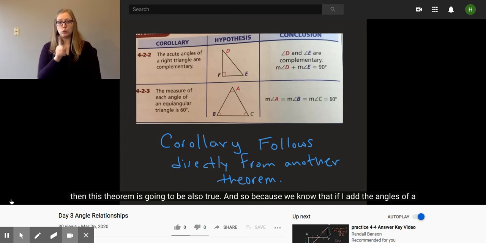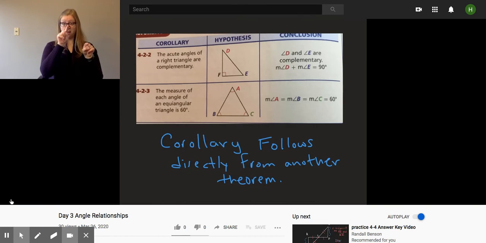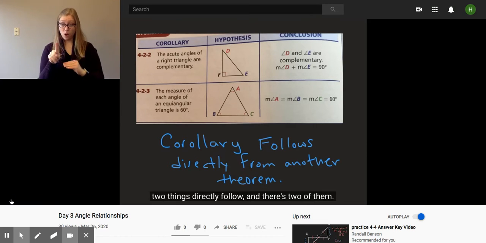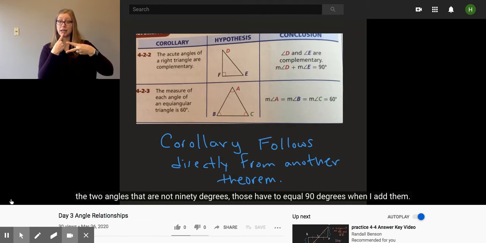And so because we know that if I add all three angles of a triangle together, I'm going to get 180, these two things directly follow. And there's two of them. One of them says that if I add the other two angles of a right triangle, the two angles that are not 90 degrees, those have to equal 90 degrees when I add them.